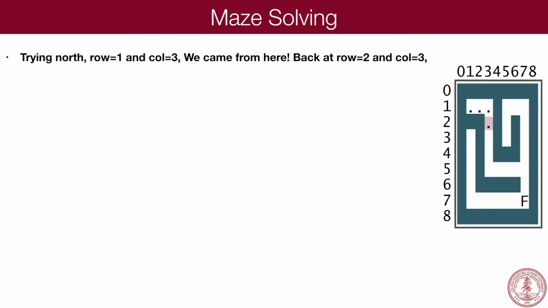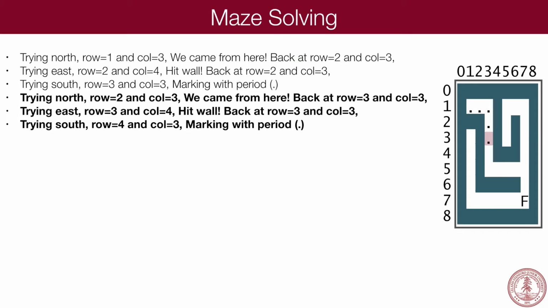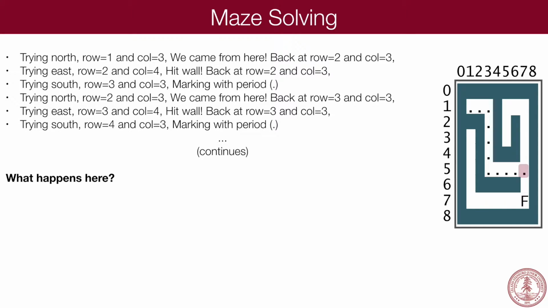What do we do? Well, we try north, okay? We try north, but there's a period there, so we don't go there, since that's where we just came from. Then we try east, can't go east. We then try south, we can go south. Now, this continues. We get to this point, we try north, there's a period there. We try east, we can't go east, there's a wall there, we go south. And this just continues. And we end up following the path around here. Now we get to this position.